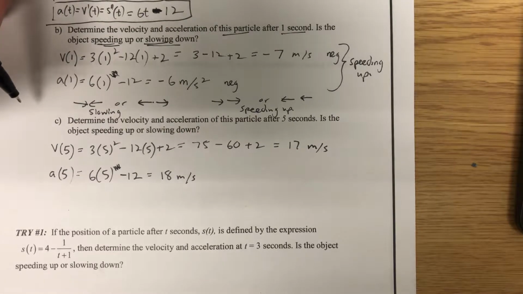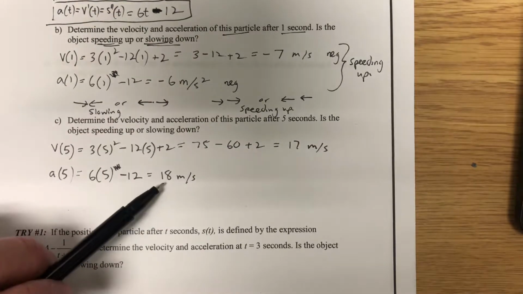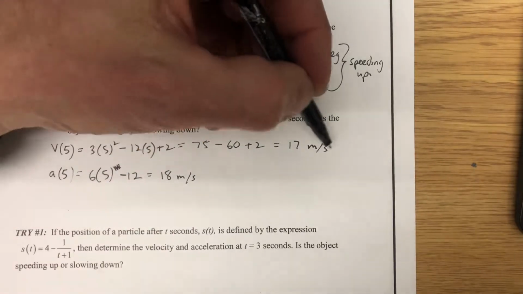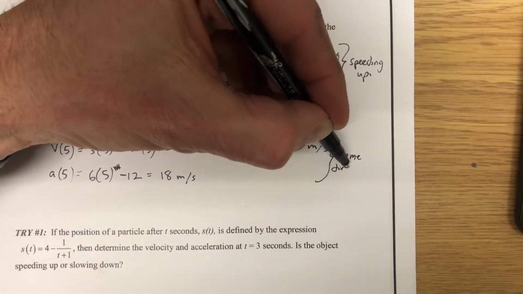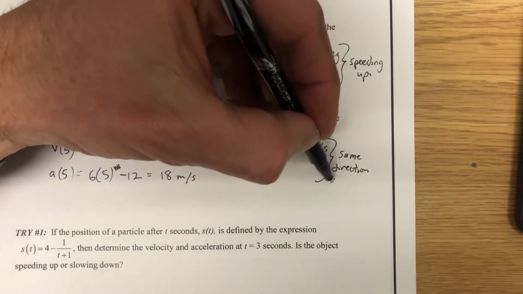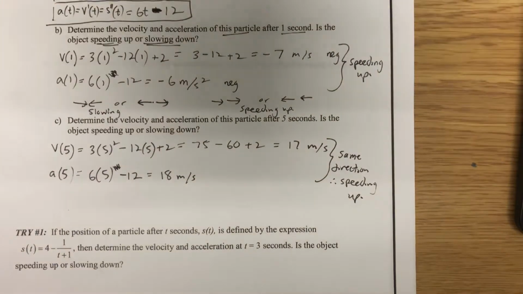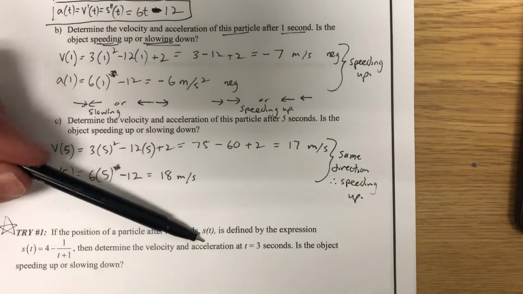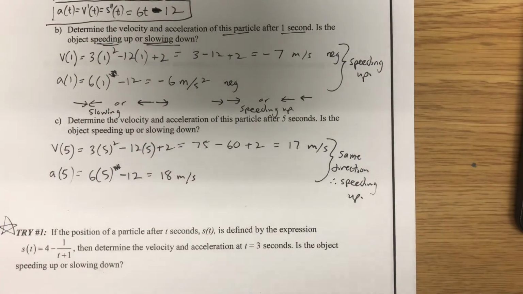And this thing is speeding up. Now notice that might feel counterintuitive because the last one was speeding up and it was negative, now it's positive, but the fact that these are both in the same direction means that we're speeding up. Okay, so I want you to give that a try. I want you to determine the velocity and acceleration at 3 seconds. And then after that's all done, consider whether it's speeding up or slowing down.